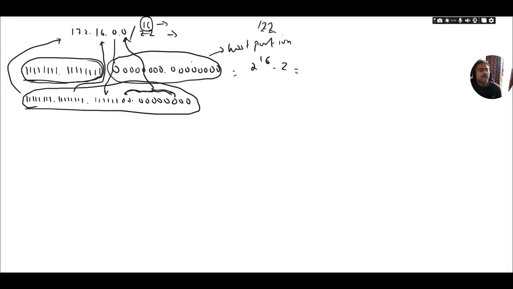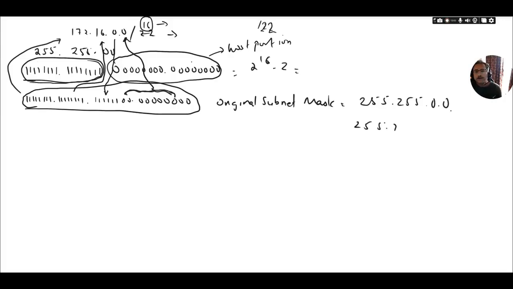So now what will be our resultant subnet mask? Earlier this is equivalent to 255, this is equivalent to 255. So the original subnet mask was 255.255.0.0. Correct? Now after increasing to /22, this will be 255.255.252.0. So this will become 252. Correct?